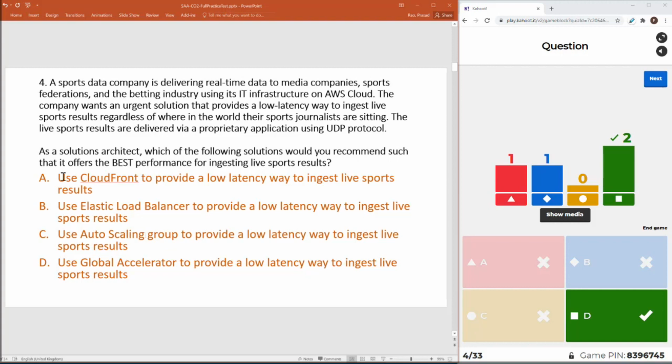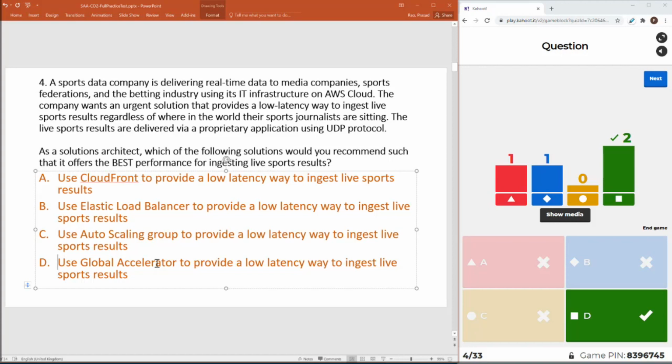There might be a confusion between option A and option D, using CloudFront versus using Global Accelerator. CloudFront mainly allows you to access the data in a low latency manner. Global Accelerator, what it does is that if you move the data to the nearest edge point, or load it to the nearest edge point, then it is going to use internally a faster routing mechanism on the AWS backend network to send the data to the main server.